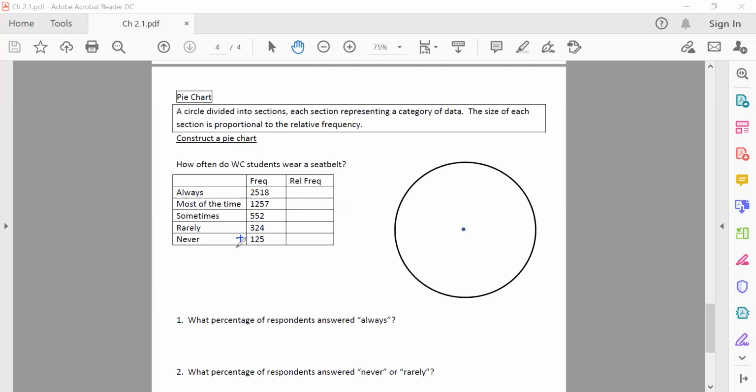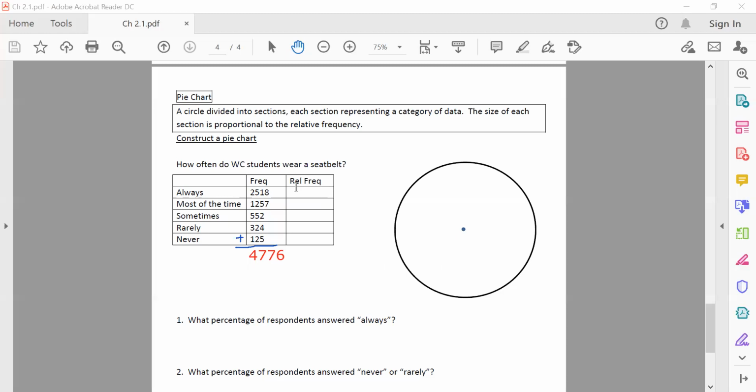In some of my math classes, we're not allowed to use a calculator, and the calculations are meant to be pretty straightforward. But here, why not just use a calculator? So 2518 plus 1257 plus 552 plus 324 plus 125 is going to give you a whopping 4,776.